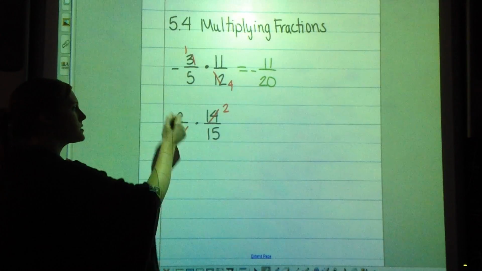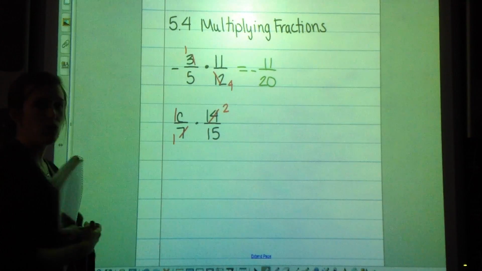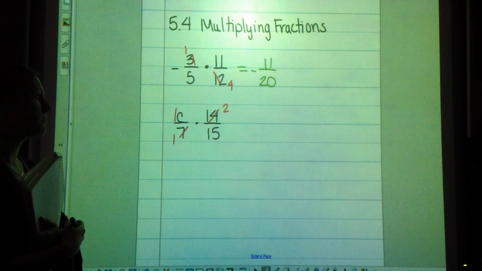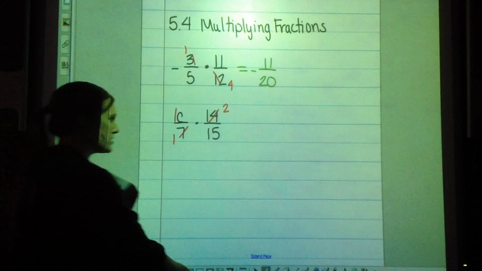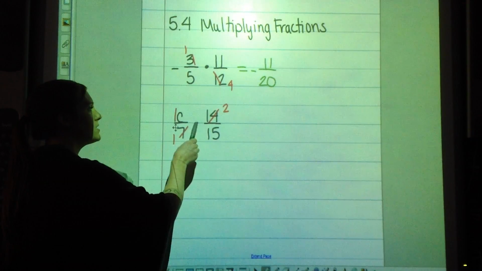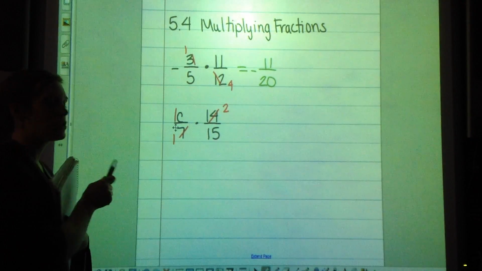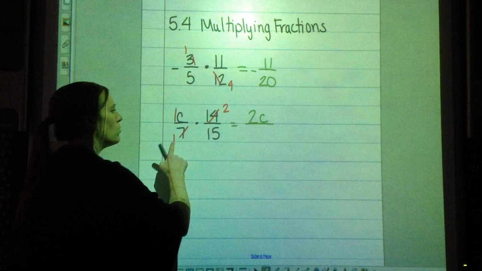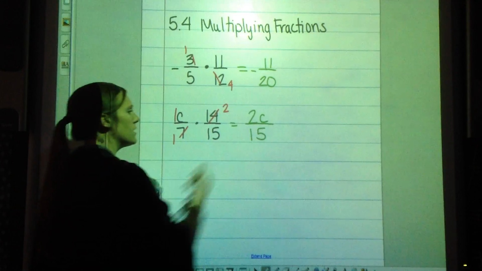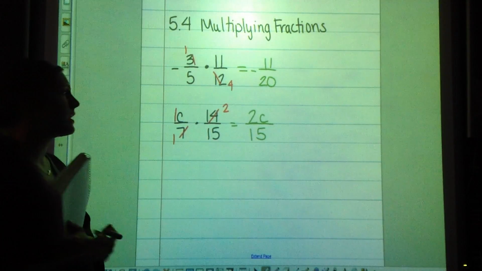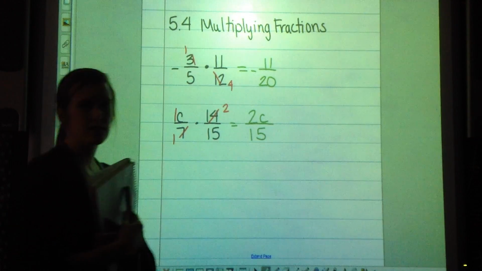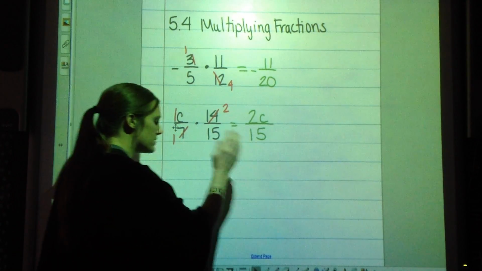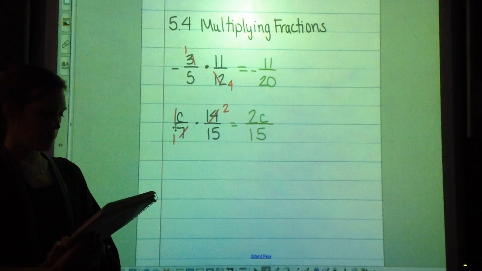Now I'm going to look across between 1c and 15. 1 and 15, the greatest common factor is 1, so I can't simplify those at all. I'm going to multiply straight across. 1c times 2, I'm working with the coefficient here. 1 times 2 is 2c. 1 times 15 is 15. At the end, always be careful to look at that fraction, 2 over 15, and check to see if you can simplify. This one's a positive times a positive, so our answer is positive.